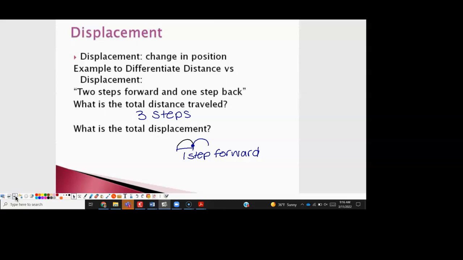So displacement represents change in position. Displacement represents change in position, delta X. 2 steps forward, 1 step back. That's the main example I always give. It's 3 steps traveled, but you're only one step forward from where you started. So you've made progress, but only one step in total, because it's forward, forward, back.